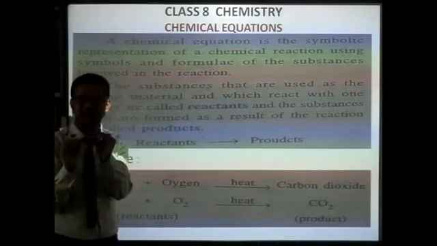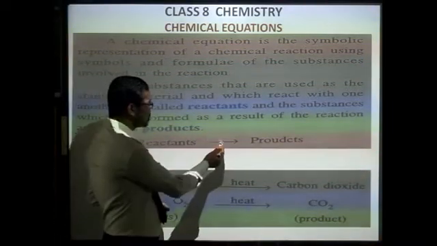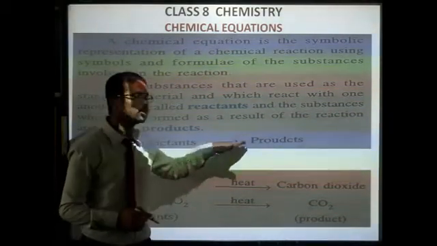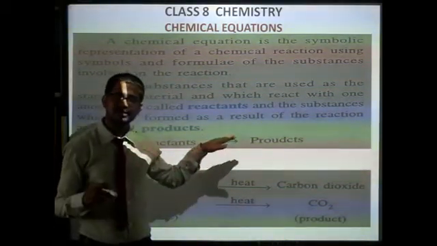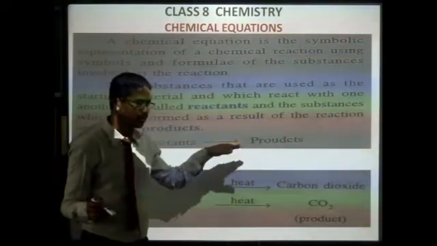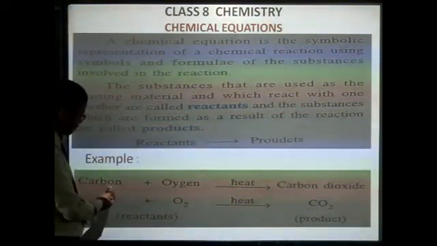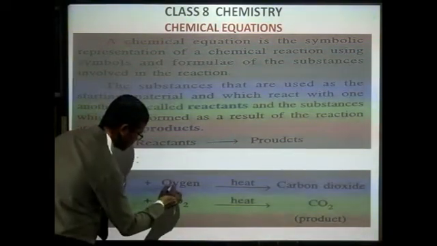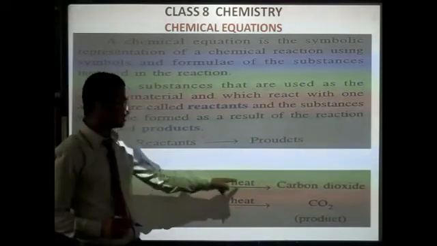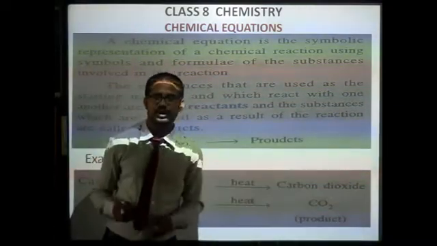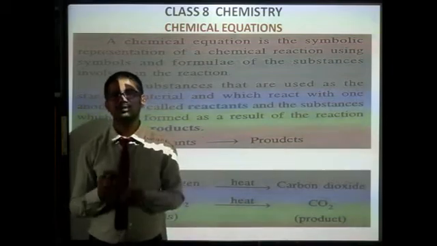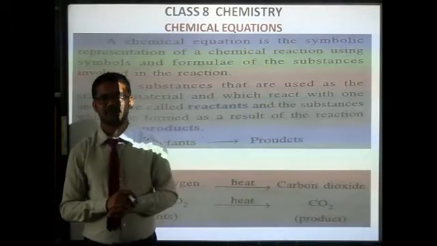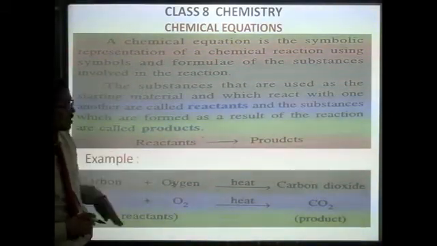So in maths, instead of this we put the equal to sign. But in chemistry we put an arrow. In place of equal to we put an arrow. So for example, carbon plus oxygen on heating gives carbon dioxide. Whenever we burn wood or charcoal, we get a gas, and that gas is carbon dioxide.